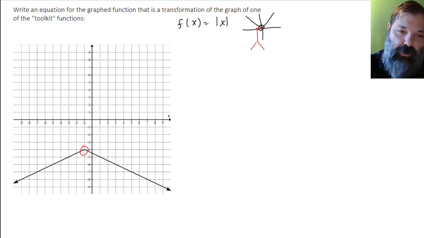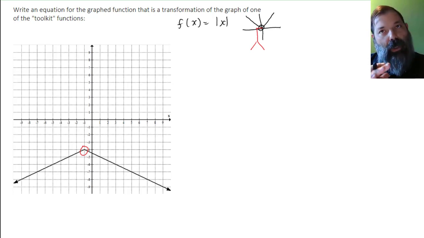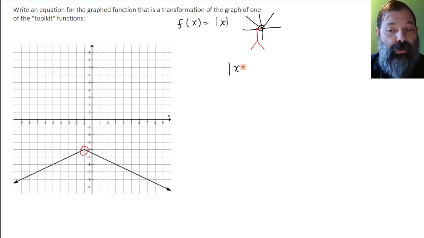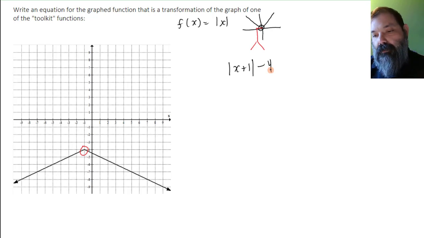All right, so let's take those one by one. To shift left 1 unit, I have to replace the x with x plus 1. So I have now the absolute value of x plus 1. To shift down 4, we subtract 4 outside of the function, outside of the base function.